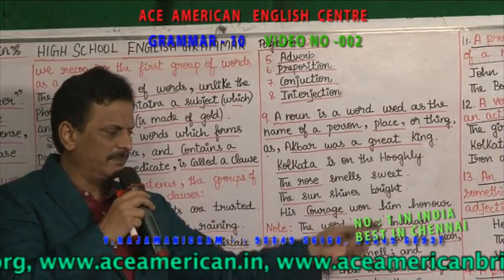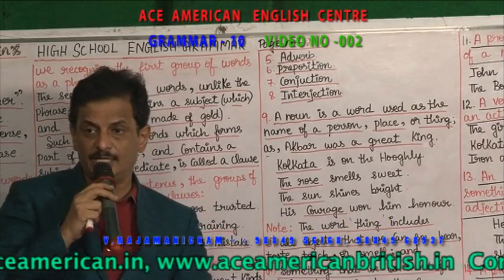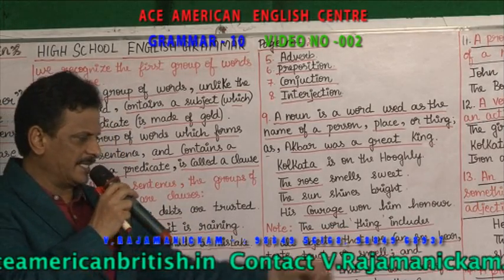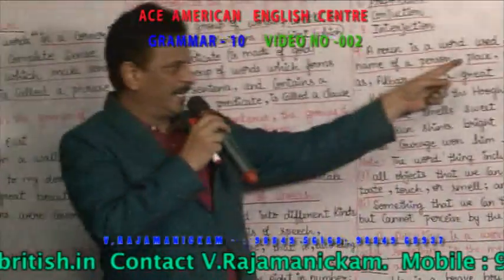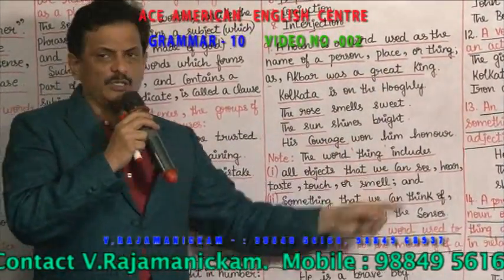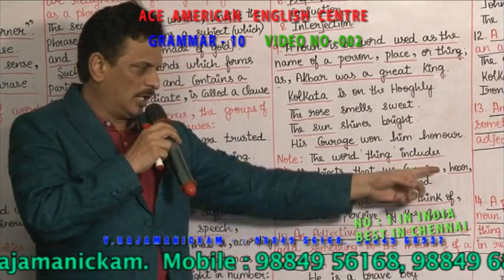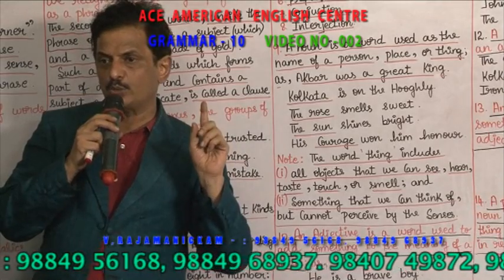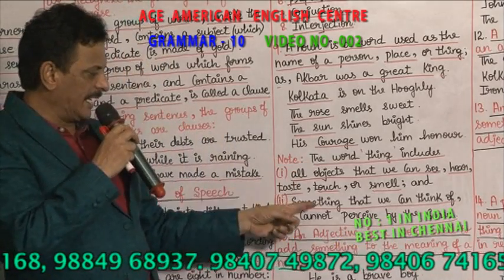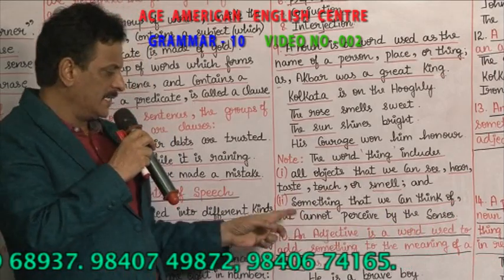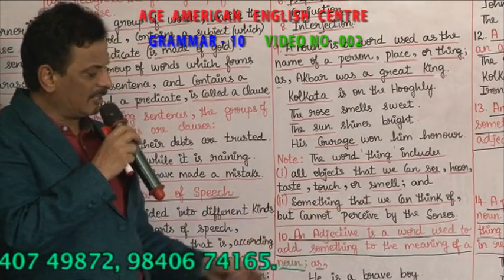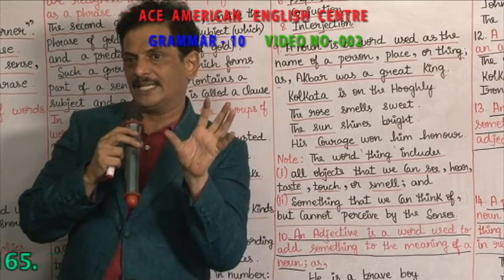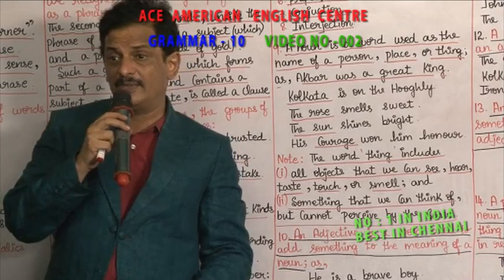Is courage one in honor? Courage becomes a noun. So note, the word thing includes all we can see. So, name of a person, place, thing. The thing means what? All which we can see, all which we can hear, all the things which we can taste, all the things which we can touch or smell. And something that we can think of but cannot perceive by the senses.